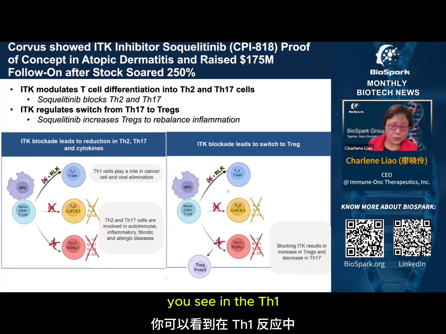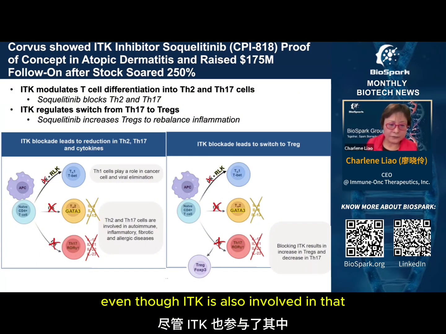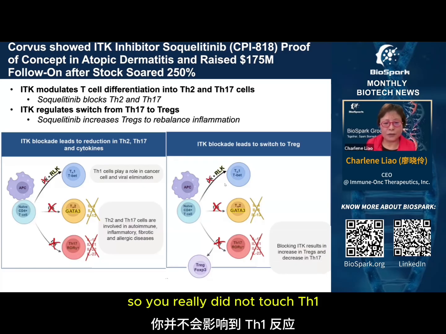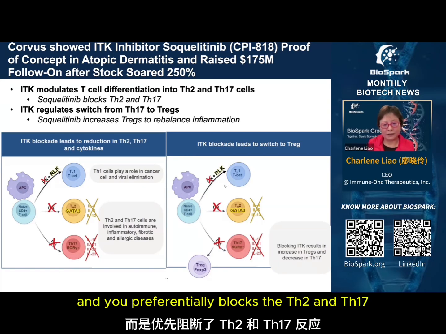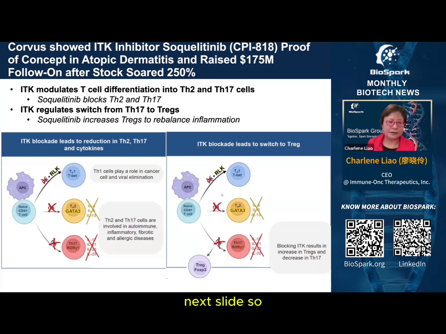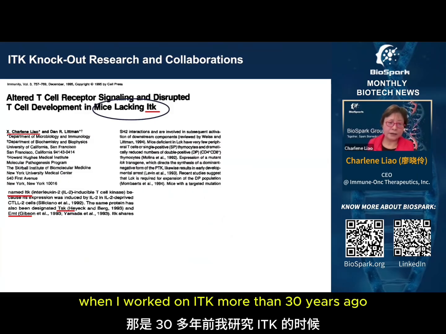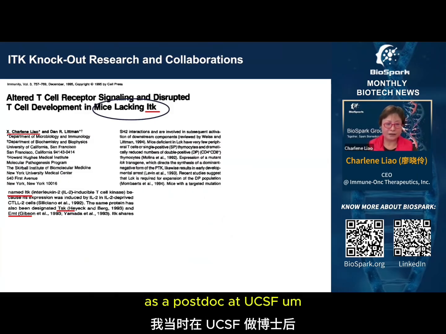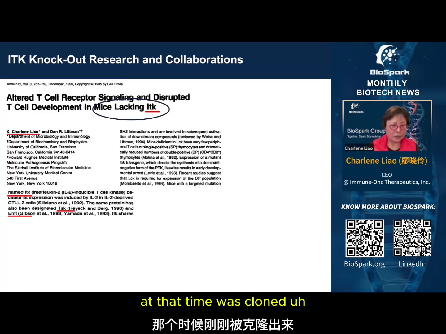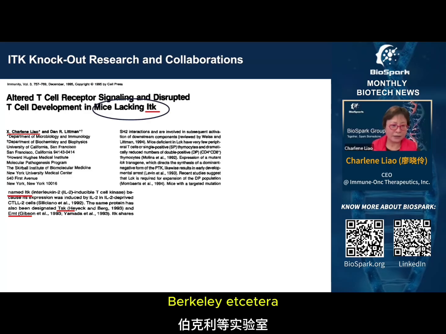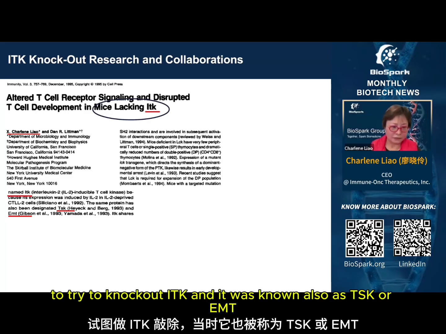You see in the Th1, even though ITK is also involved in that, because of RLK's role, you really do not touch Th1 and you preferentially block the Th2 and the Th17. Next slide. So this really brought back the memory when I worked on ITK more than 30 years ago as a postdoc at UCSF. ITK at that time was cloned, but no knockout, and I was competing with 4 different labs at Harvard, MIT, Berkeley, etc., to try to knock out ITK.